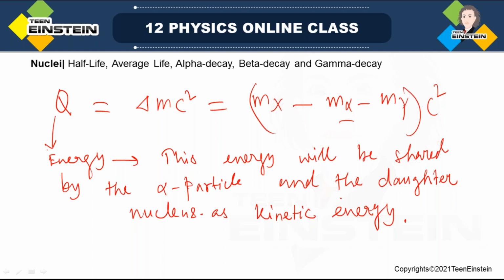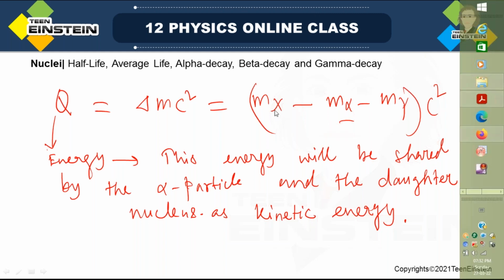I'll stop here today. If I start beta decay now, it will go another 10 minutes, and I don't want that. We'll learn beta decay and gamma decay in the next class on Wednesday, and we'll take up a few numerical examples related to alpha decay, beta decay, gamma decay, and also a few numerical problems on average lifetime and half lifetime.